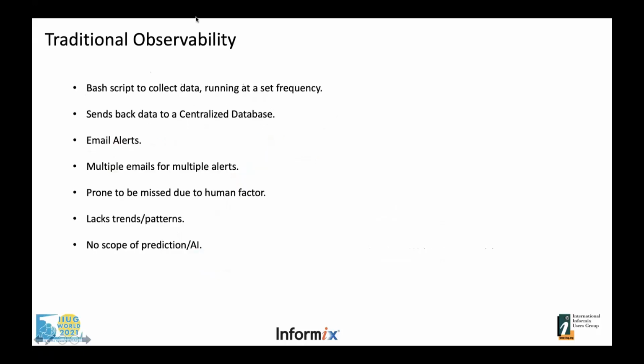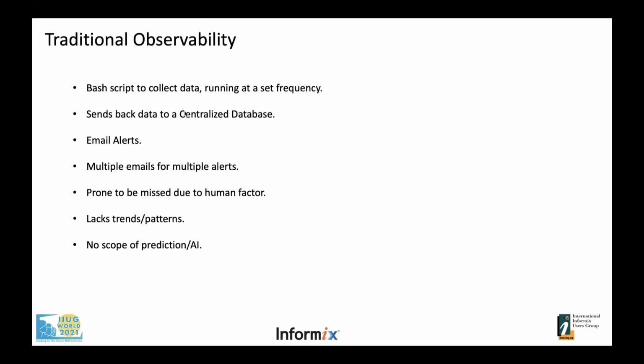Okay, so the traditional observability system, especially in the Informix world, was to have a bash script to collect data on database servers running at a set frequency, and then these scripts would send data back to a centralized database. From that database, on the centralized server, we would again have shell scripts that would query that database, and then send out email alerts and pagers and whatnot.